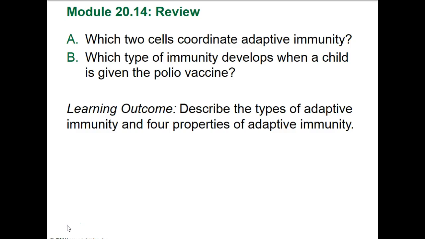Which type of immunity develops when a child is given the polio vaccine? So what do you call it? The administered one. So first of all, is that active or passive? Passive. Are you being given the antibodies, or are you being given the antigen? You're being given the antigen. So is that active or passive? Active. Active, right. If you're given the antibodies, it's passive. Now, is that artificial or is that naturally acquired? Artificial. So it is artificial active. Okay?